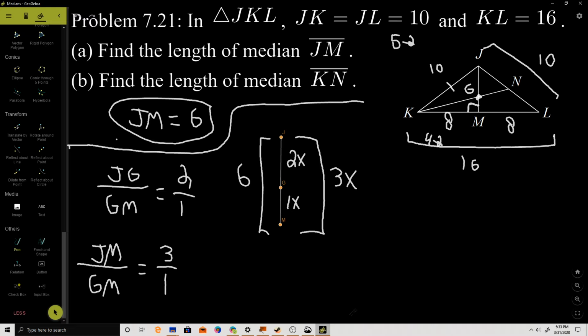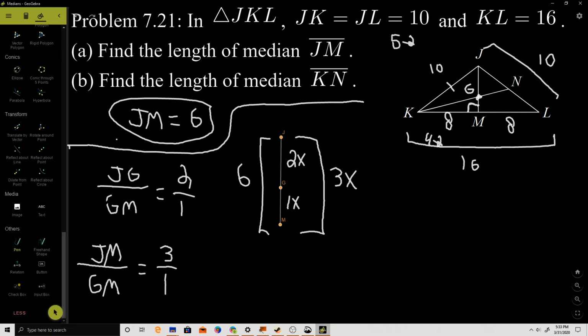And it's also important to know that we know the bigger side of the median is a 2-to-1 ratio with the smaller side. The whole median makes a 3-to-1 ratio with the smaller side and a 3-to-2 ratio with the bigger side.